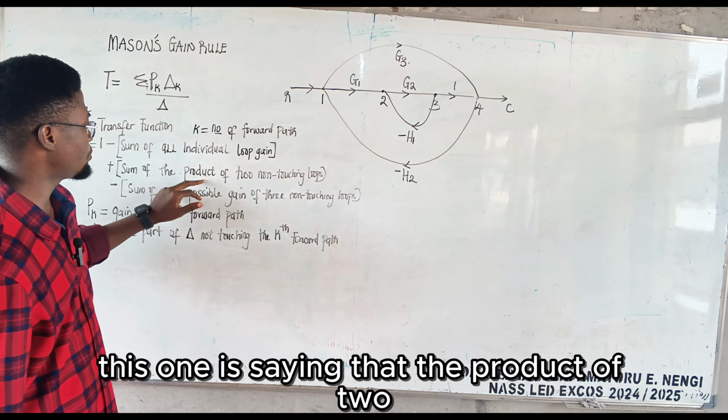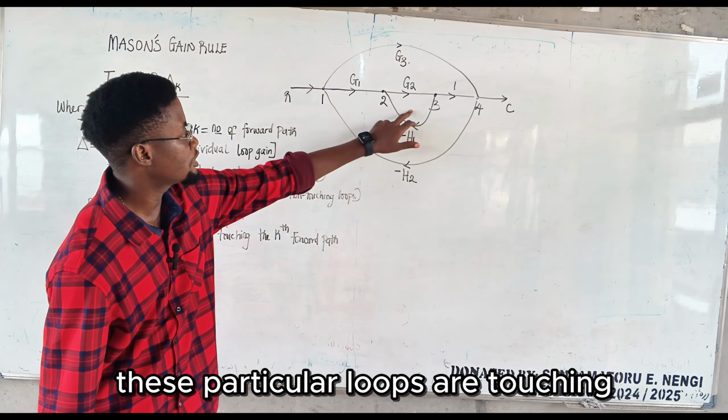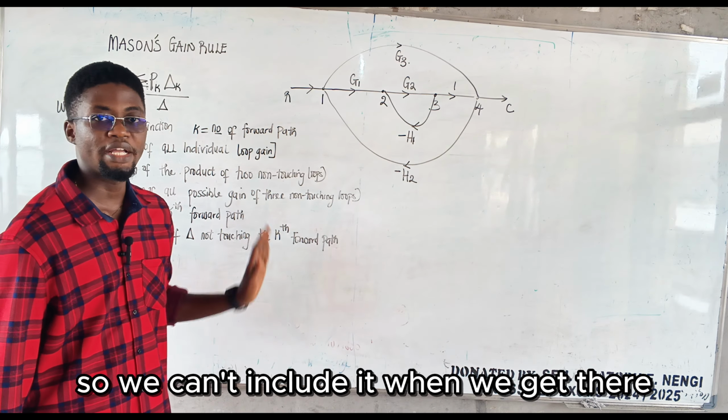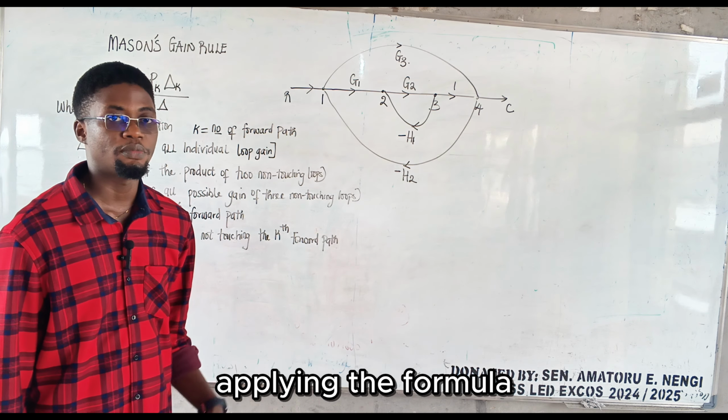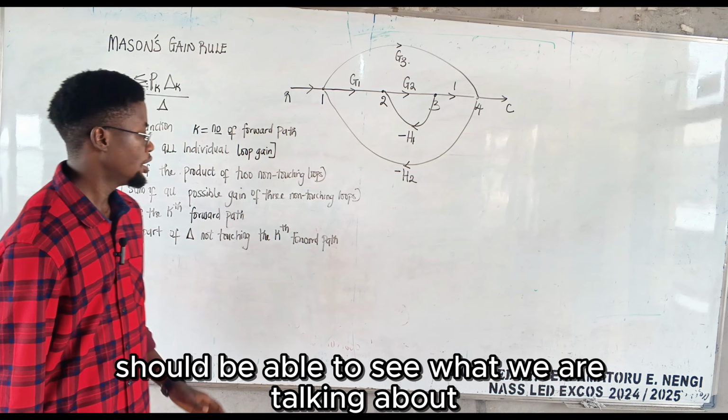So these two loops are not under this category. Remember that this term is about the product of two non-touching loops. These particular loops are touching, so we can't include them. When we start solving problems and applying the formula, we will see what we are talking about. Then we go on.